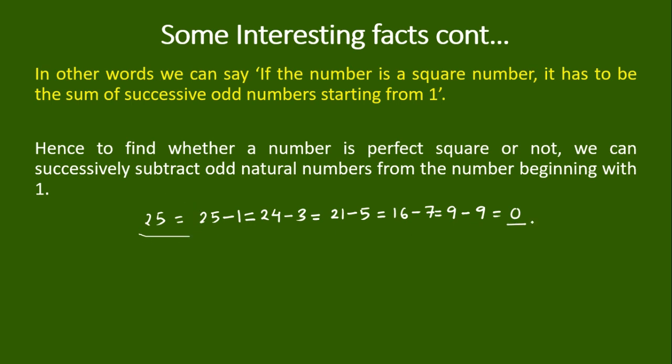If we are not getting 0, then we will say that the number is not a perfect square number. But we cannot always follow this method to check whether a number is a perfect square or not, because for big numbers this method can be very tedious. So following this method for big numbers is not advisable. Okay.